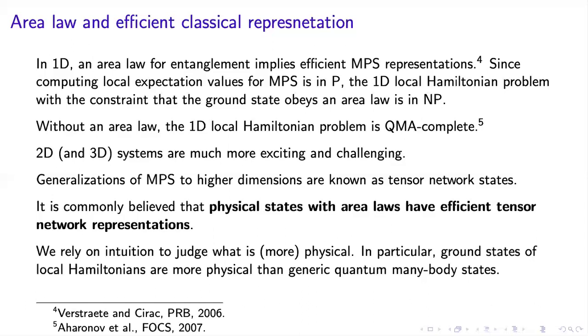Now, what is the situation in 2D and the higher dimensions? Such systems are more physically interesting because many physical phenomena just don't occur in 1D. And many physicists have tried to generalize MPS to higher dimensions, and such generalizations are called tensor network states. And in the community, it is commonly believed that physical states with error laws have efficient tensor network representations.